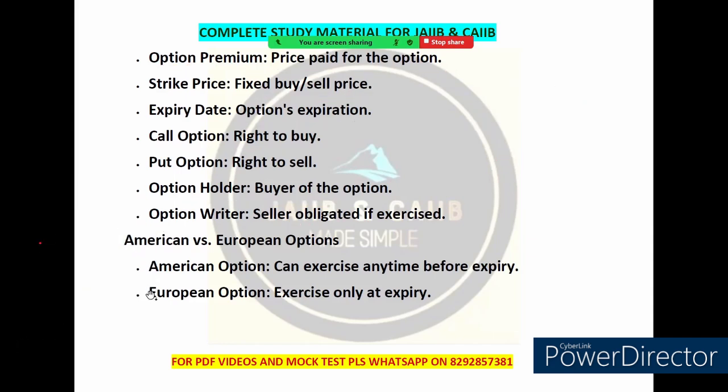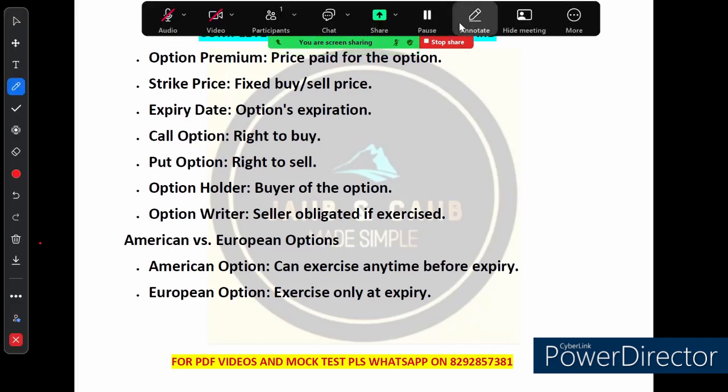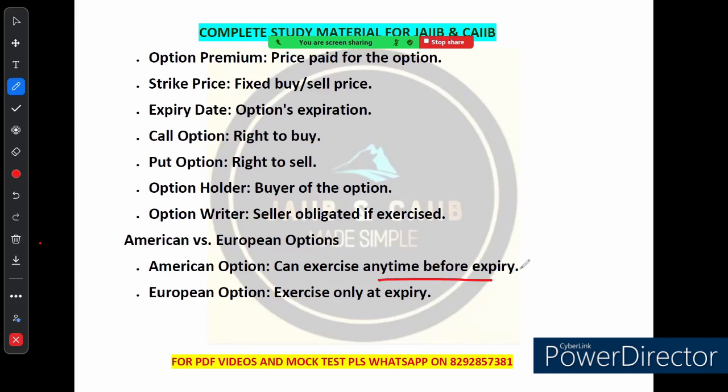First, let's talk about the options. An American option means you can exercise it anytime before it expires. And a European option means you can only exercise it at expiry. Let me give you an example.